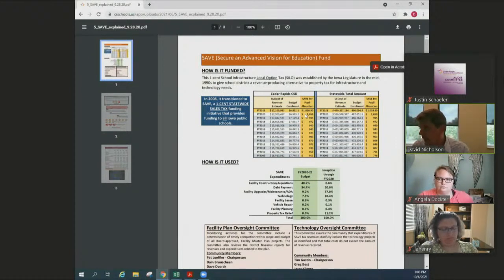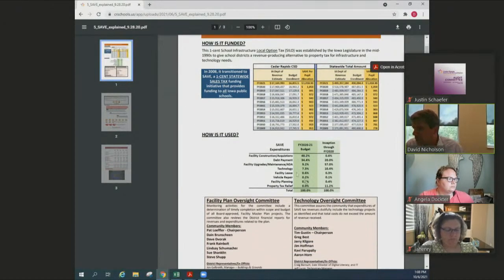So in fact, we actually are seeing more dollars this year than we saw last year. So that was a good thing. How was it used? When you take a look at historically over the years we've had it, about 48% of that has been used for facility construction and acquisition renovations. Debt payment is about 34% of that, to pay off the debt that we borrowed to do some of this work. You can see about 7.3% is for technology.